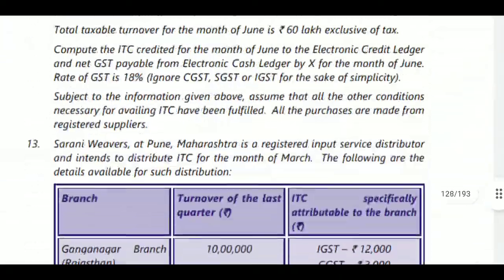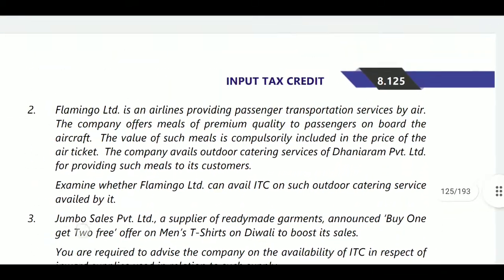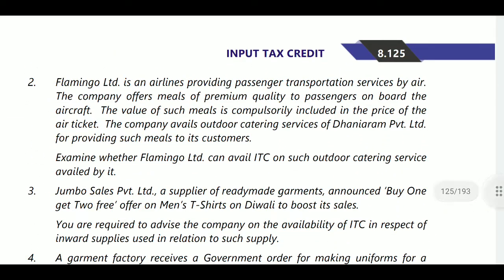Next, question number 2. What is there in question number 2? Fleming Limited is in airlines, providing passenger transportation service by air. The company offers meals of premium quality to passengers on board the aircraft. This is related to food and beverages, and the value of such meals is compulsorily included in the price of the air ticket.